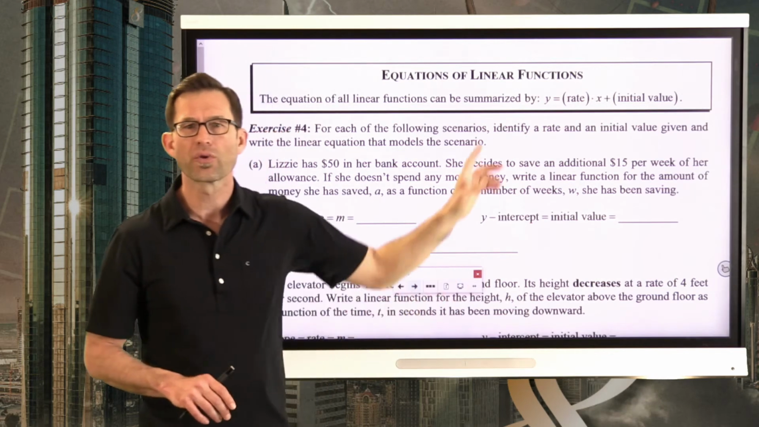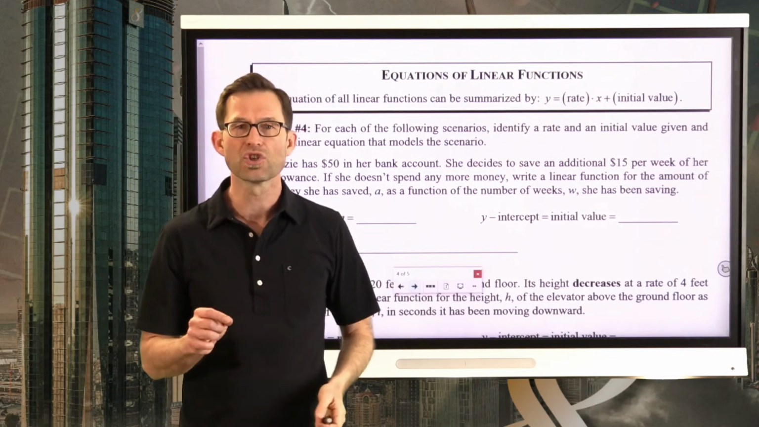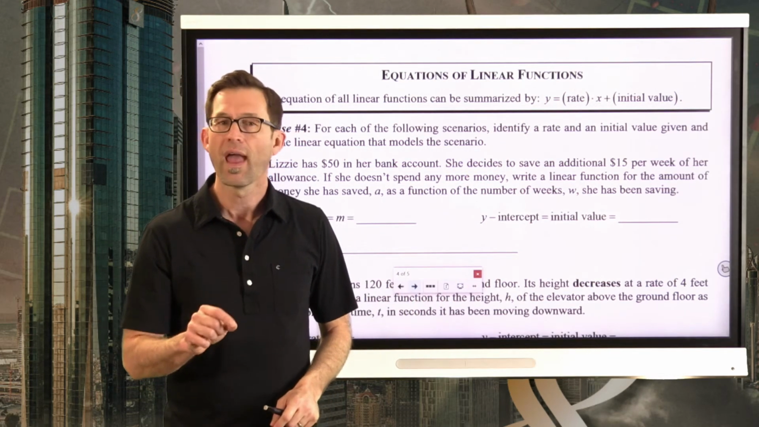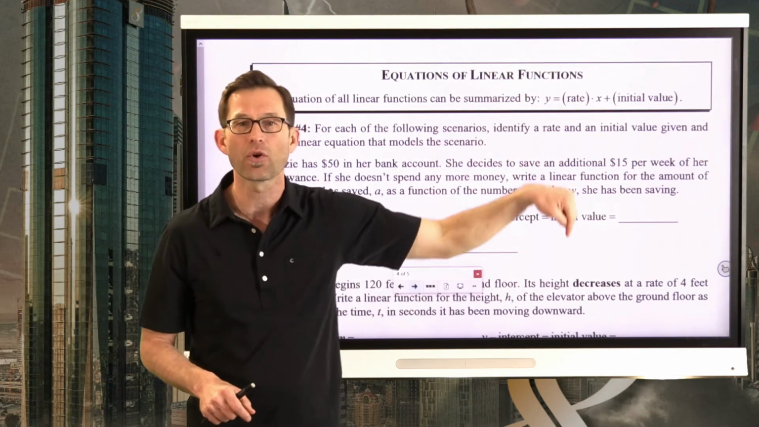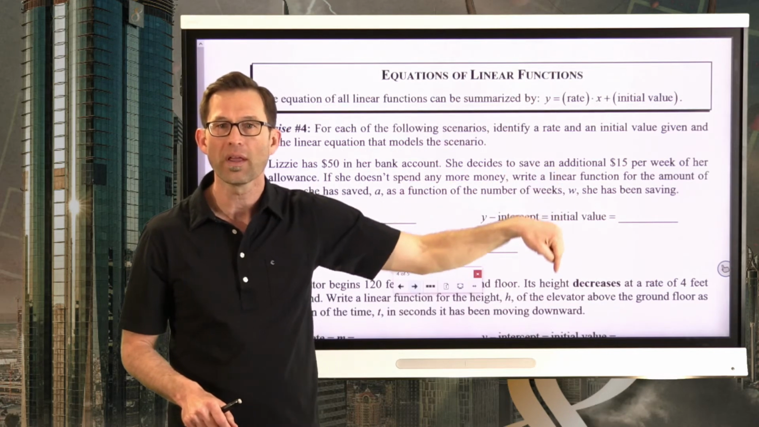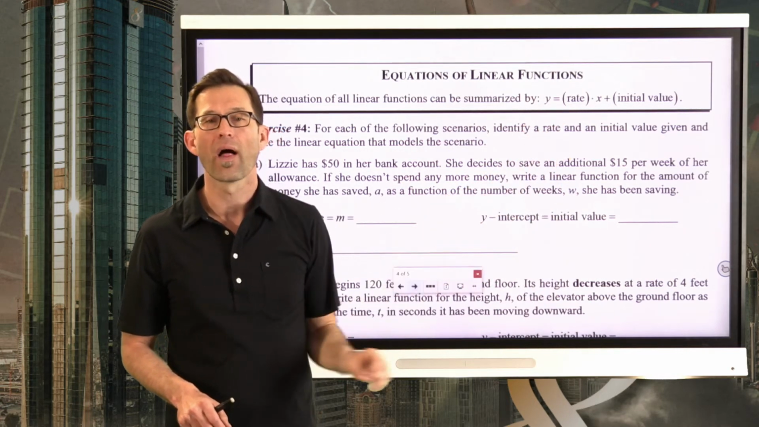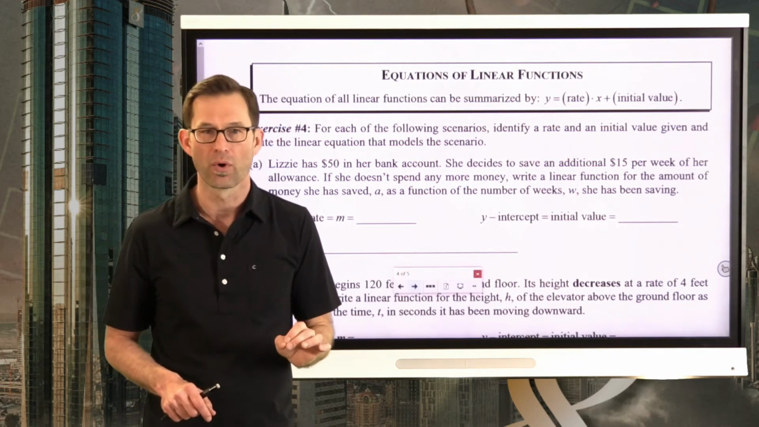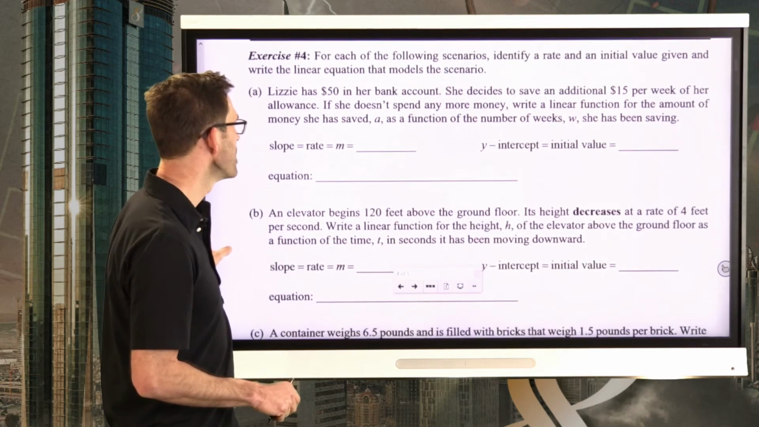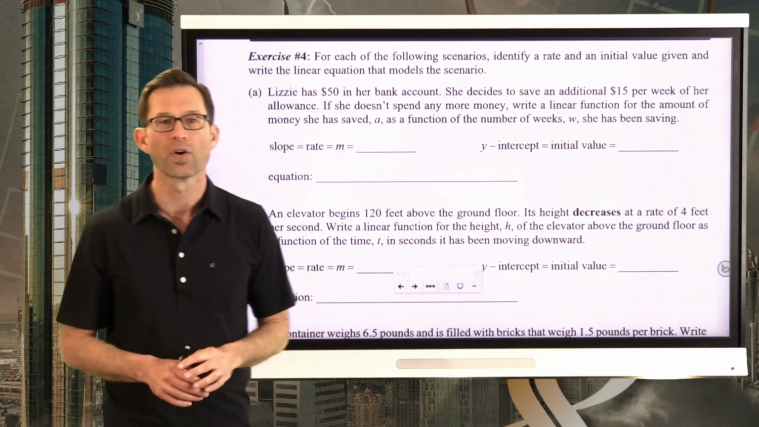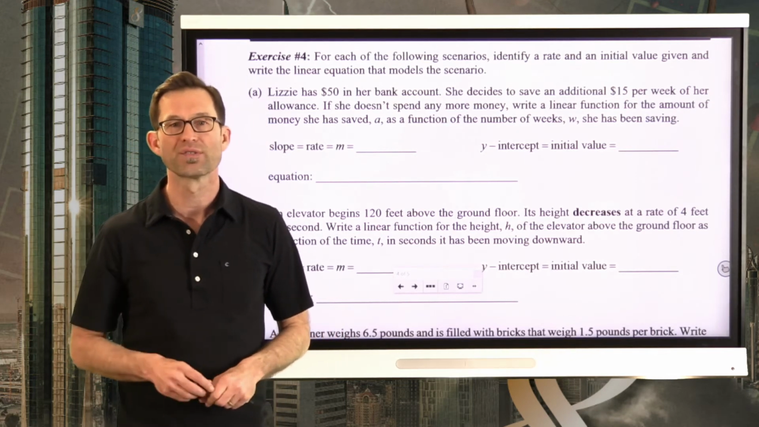Now the only thing that's tricky about this at all is that occasionally the rate can be negative. And we know that the rate will be negative when the output is decreasing. When the output is going down, then that rate will have to be a negative number. Let's take a look at exercise 4 and get some practice writing the equations of linear functions given real-world scenarios.